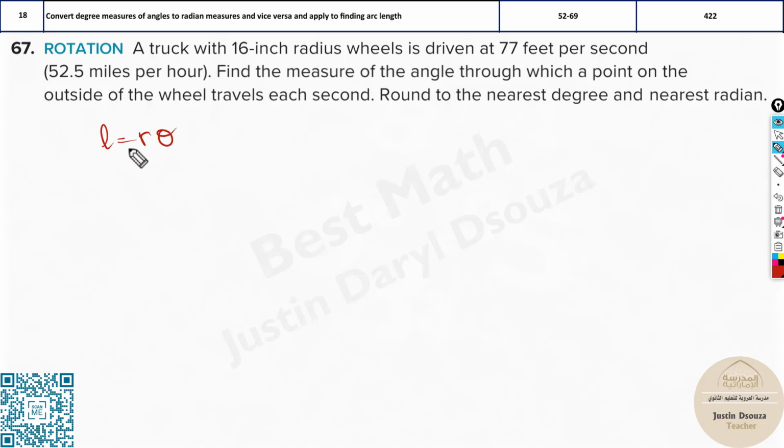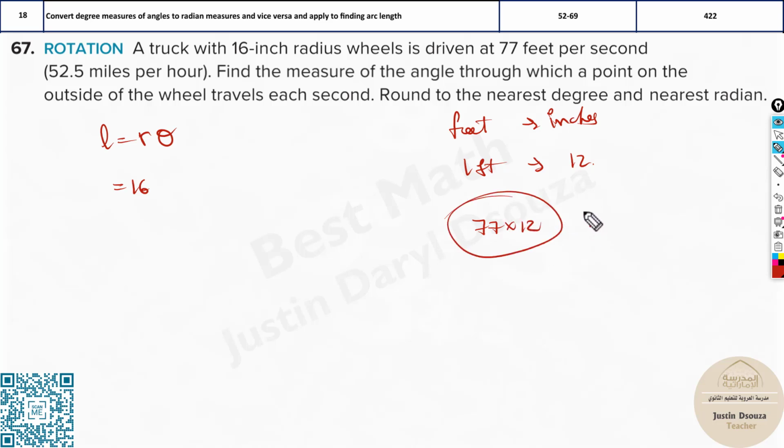And we know the radius is how much? 16 inches. It's given. Let's just write 16 multiplied by theta in radians. Now, first thing, the radius is in inches, and over here they have given feet. How do we convert feet to inches? So, 1 foot is 12 inches. So here we have 77 feet per second. To find this 77 feet in inches, just multiply this by 12. So that is the answer in terms of inches per second.